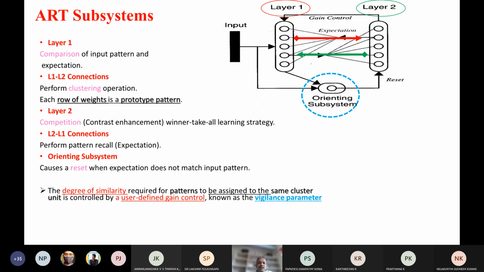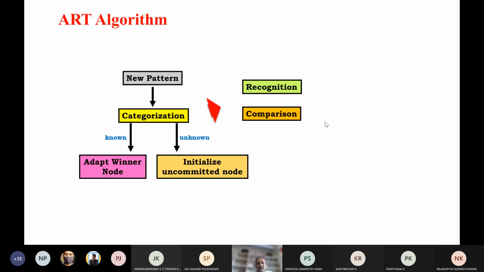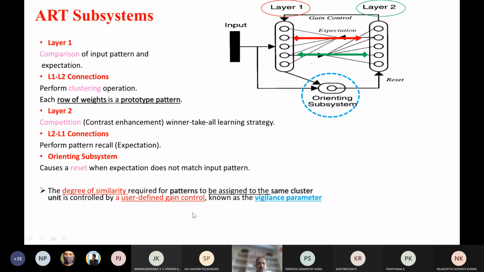Then the next one is the vigilance parameter. It is used to find out whether a new pattern is going to be added or there is an exact match between the input pattern and the prototype vector. This vigilance parameter is controlled by a user defined gain control factor, which is considered as rho.